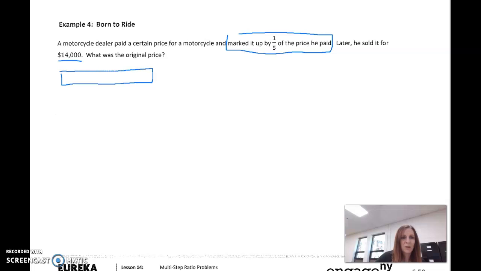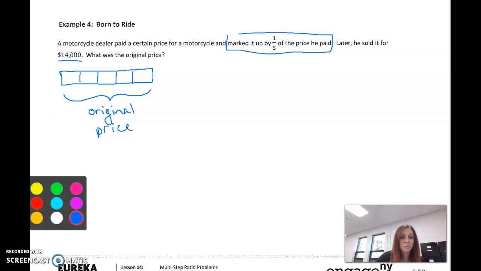Well, if we want to see how well I do here, 2, 3, not too shabby. So there's 5 boxes, right? And this is going to be our original price. Now, we don't know what the original price is, because it's actually what we're trying to find. But we know that each one of these sections, we can break it up into fifths.